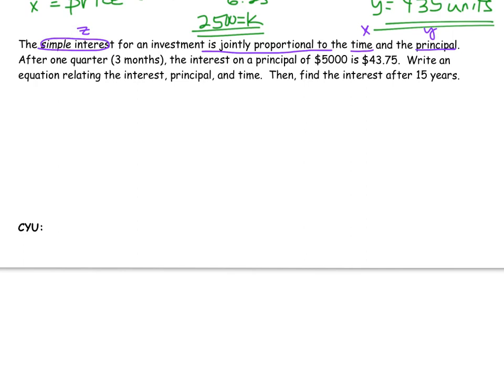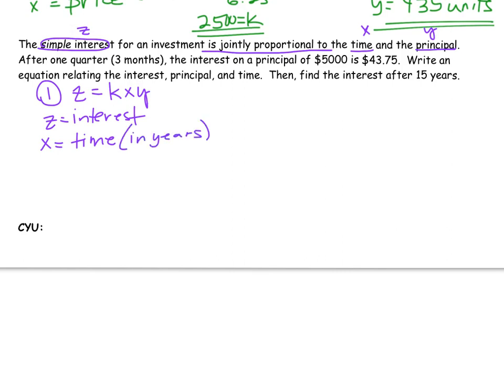That wouldn't matter. So as we set up our equation, remember the joint variation model is z equals k times x times y. So z is simple interest. I'm just going to write interest, keep it simple. Ha, get it? And then the x would be our time. Now here's the trick, everyone. Time is generally modeled in years. So we're going to have to adjust for that with that 3-month thing. And then our principal, that would be the original amount you invest. That's the $5,000. So that's the original investment.